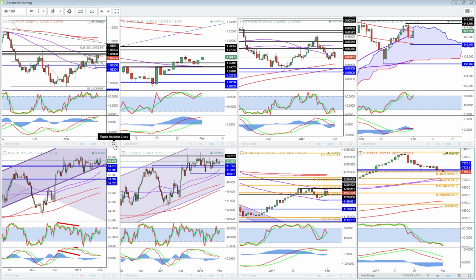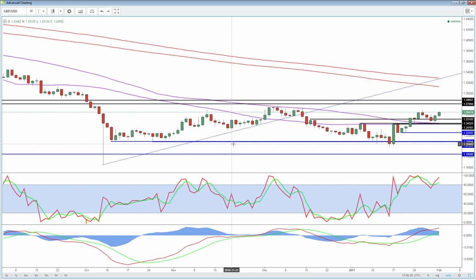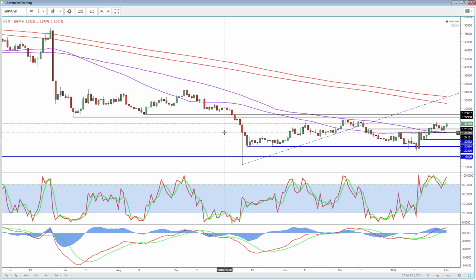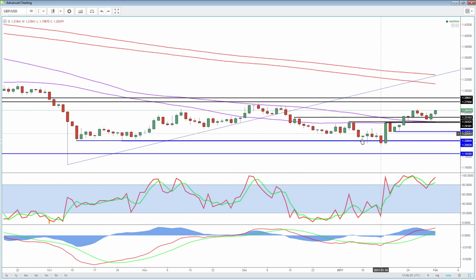Now let's take a look at some charts. I've got 4 charts lined up for you, 3 sterling, 1 FTSE. First is the pound against the dollar, and as you can see, the most recent momentum has been to the upside. We pulled back to around these 120s at one stage, and since then we have seen it rallying higher.